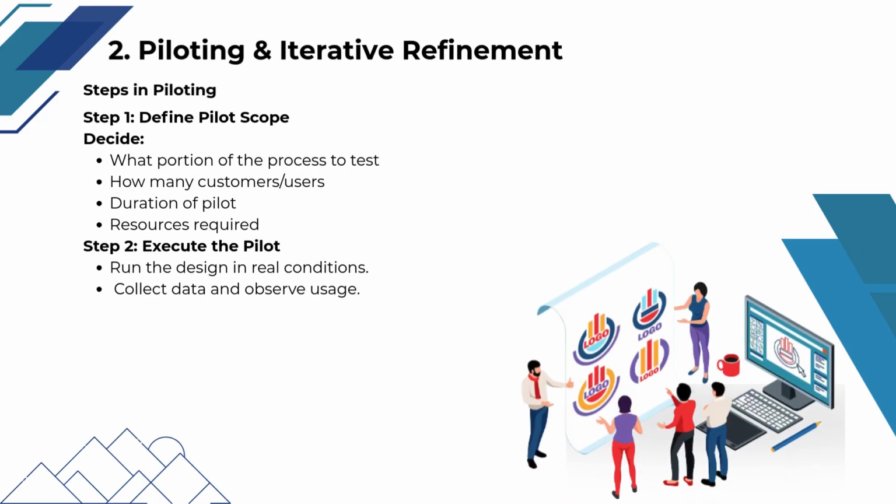Piloting begins by clearly defining the pilot scope, which includes deciding which part of the process or design will be tested, how many customers or users will be involved, the duration of the pilot, and the resources required. Once the scope is set, the pilot is executed by running the design in real operating conditions, closely observing how it is used, and systematically collecting data to evaluate performance and identify issues.